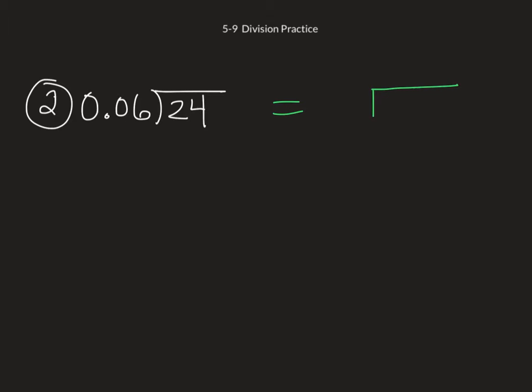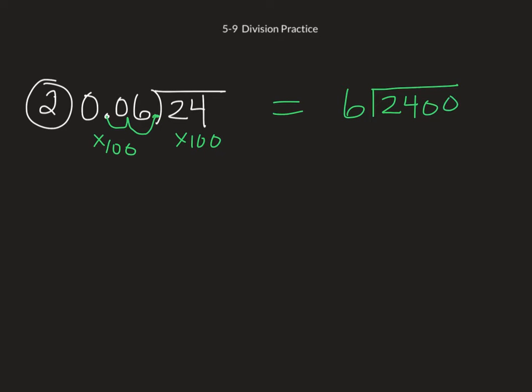I meant 6/100. If I've got 6/100 here and I want this to be a whole number, which would be 6, how do I get there? I multiply it by 100. When I do that, that 6 skips 2 places to the left, goes to the ones place. If I do this to the divisor, I must do the same thing to the dividend. And 24 times 100 is 2,400.